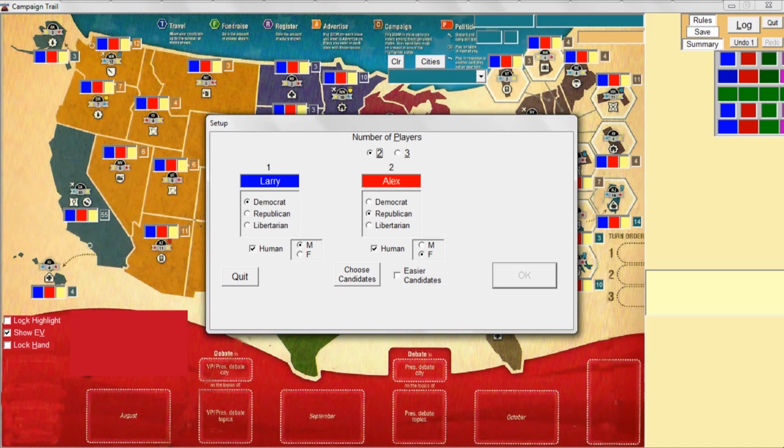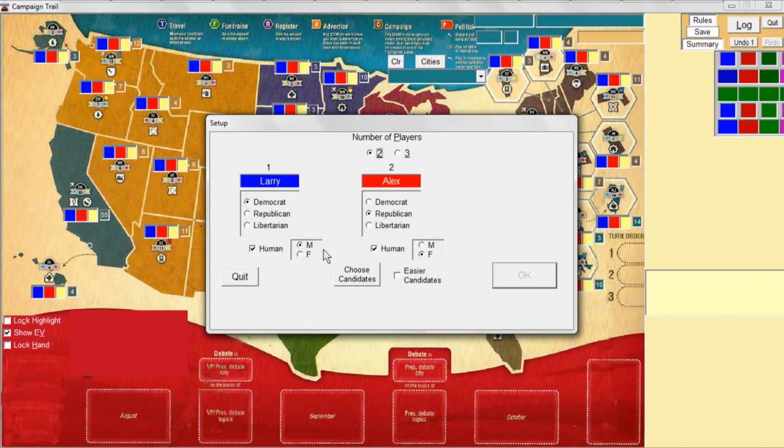Well, before I embark on the tutorial and the playthrough, I have to first choose my political parties and my candidates. I'm going to be playing the Democrats today, and I'm going to be playing against a fictitious person named Alex. She's going to be portraying the Republicans. I've set her up to be female. I've set me up, obviously, to be male.